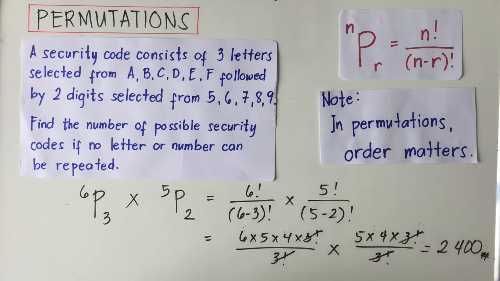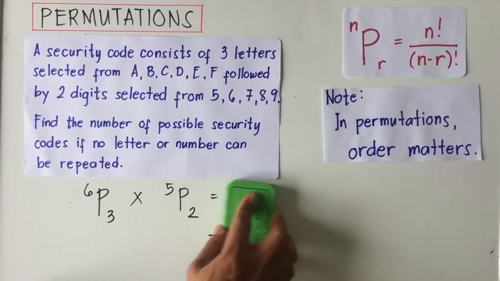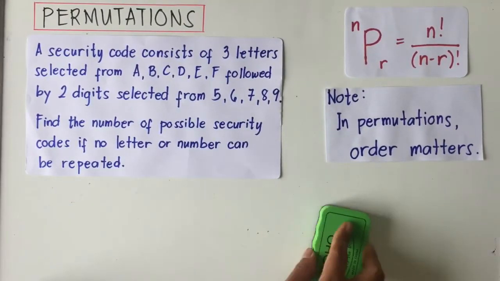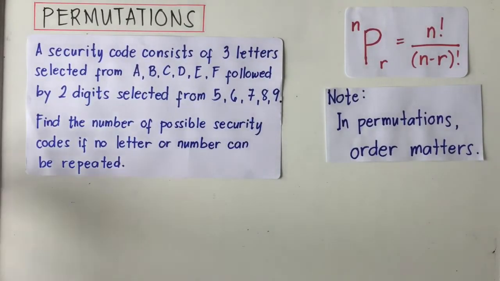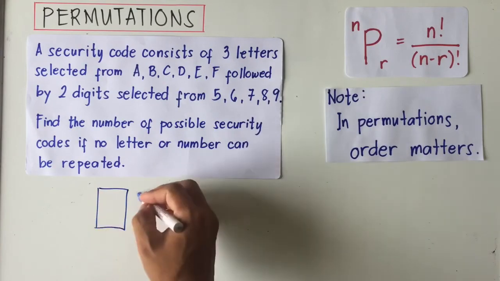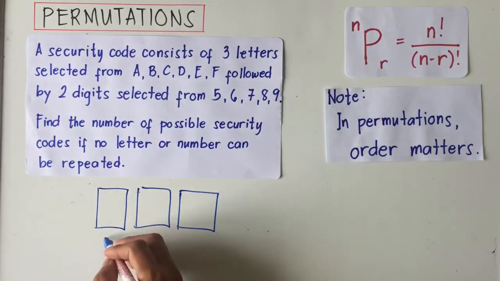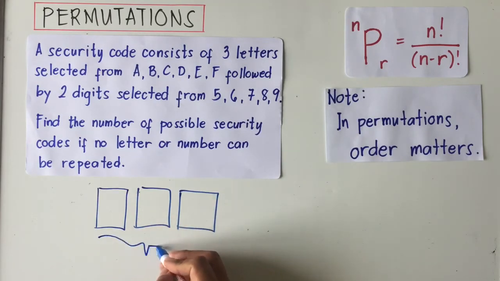Okay, if you are having a hard time solving this using the formula, you can still always use the boxes. Let's see if you will get the same answer. So let's use 3 letters. So we have 3 boxes: 1, 2, 3. These are for the letters.